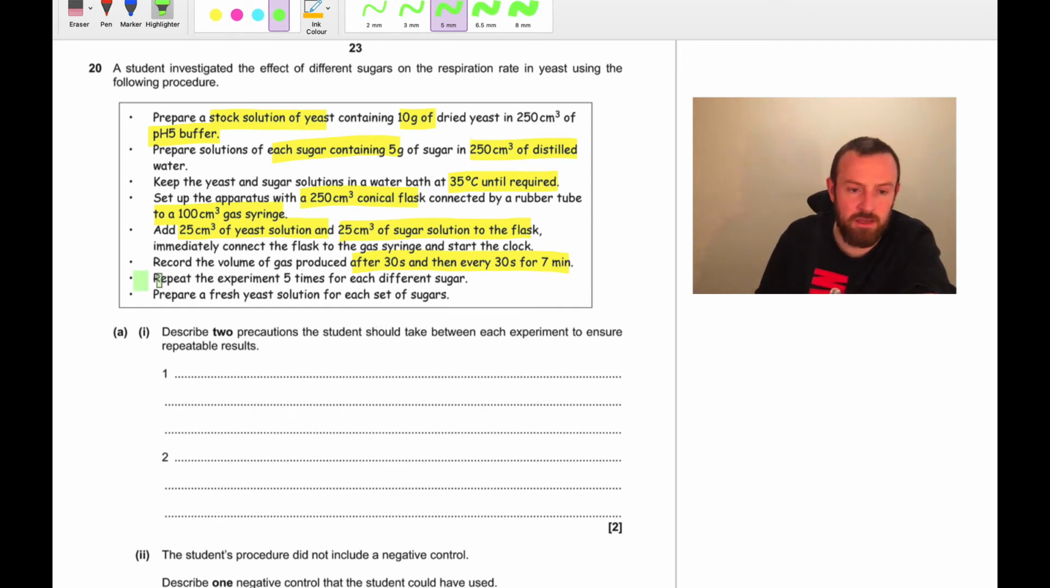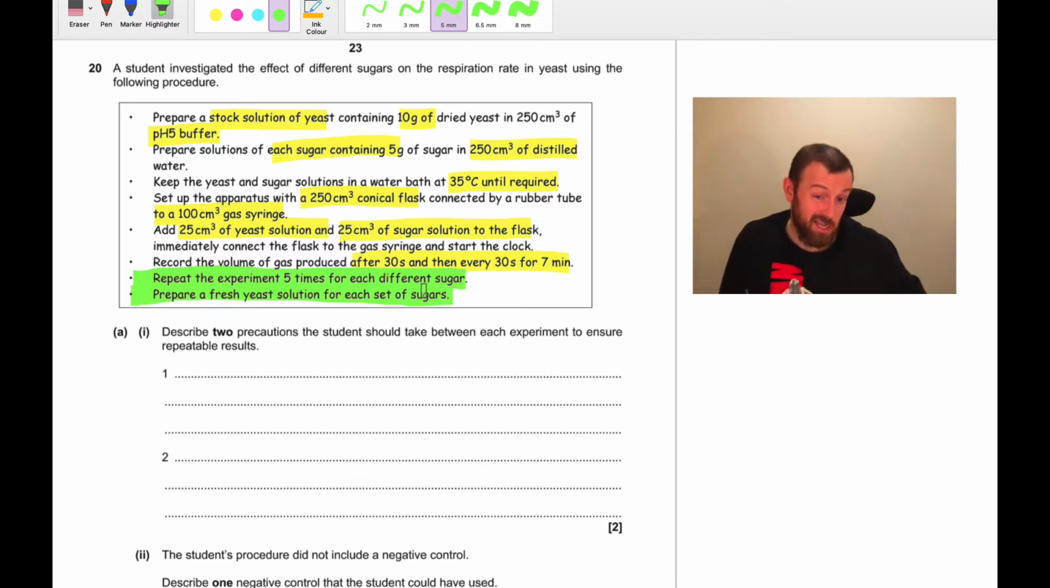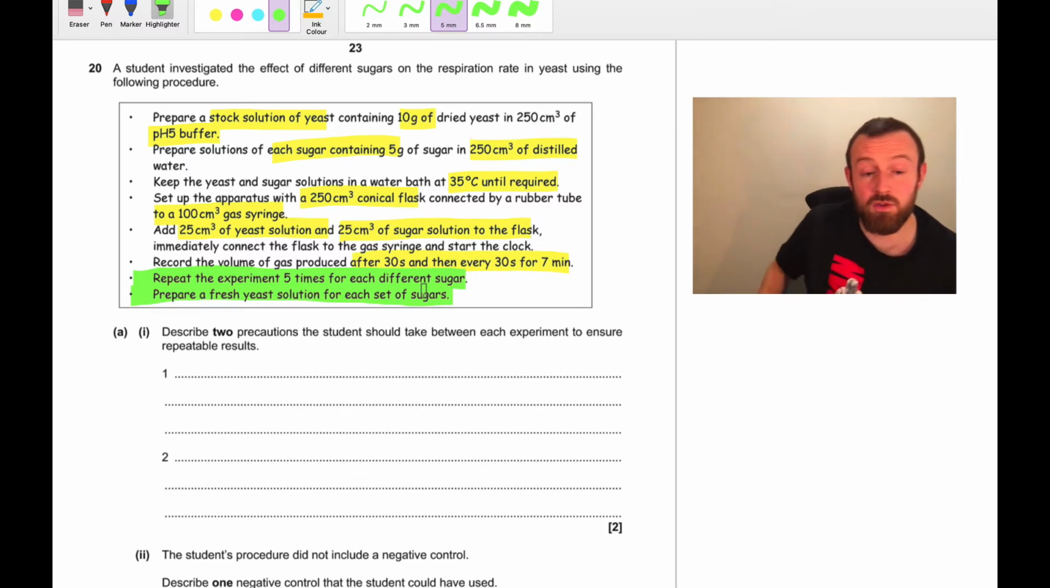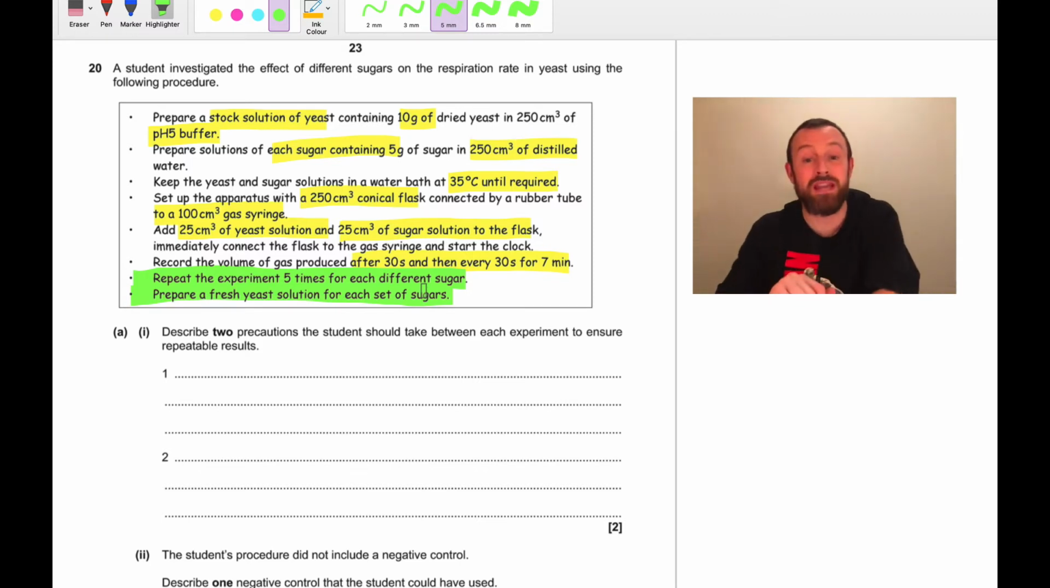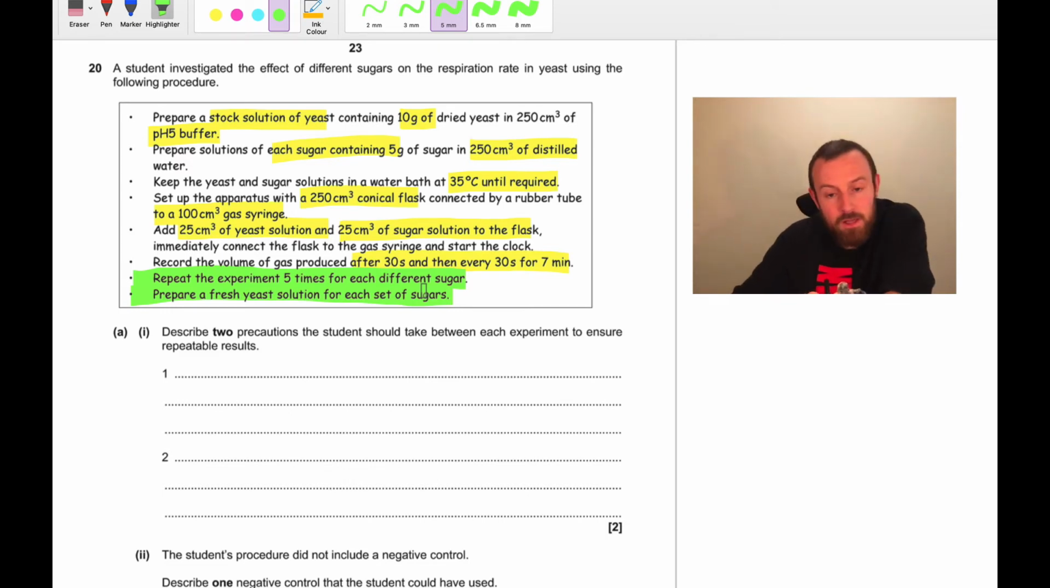All right, these last 2 steps are the ones which seem a bit suspect, I guess. It could go wrong. So it just says, describe 2 precautions the students should take between each experiment. And it does give you that clue. It says between each experiment. Okay, so after the first one, what should you make sure to do to ensure repeatable results?